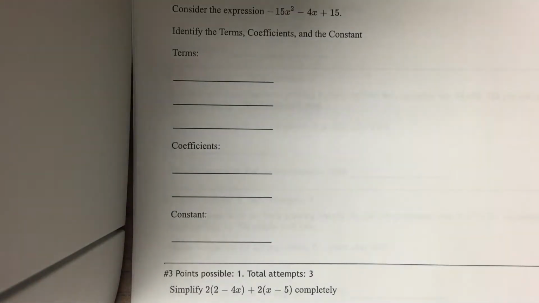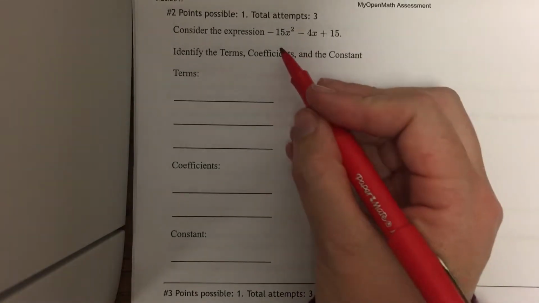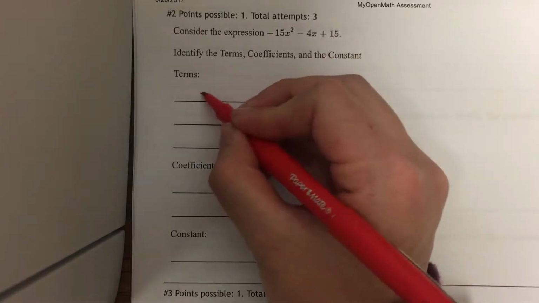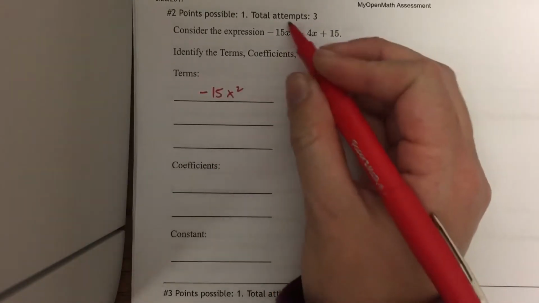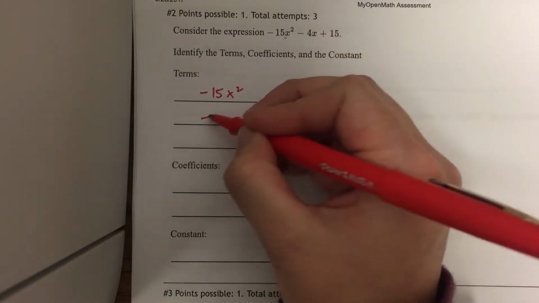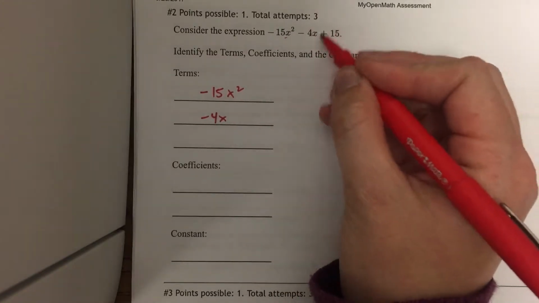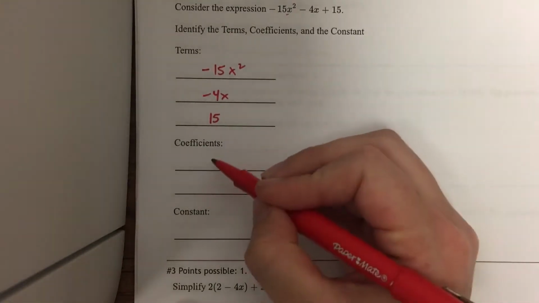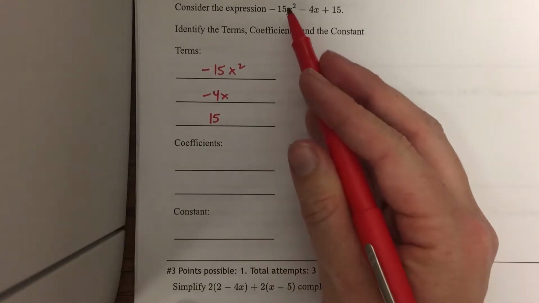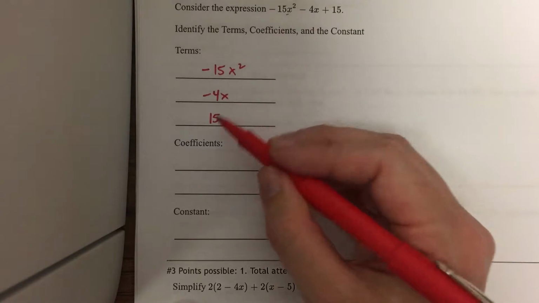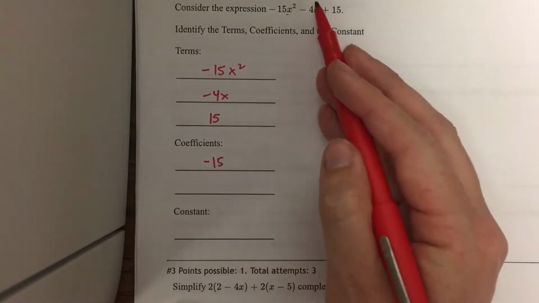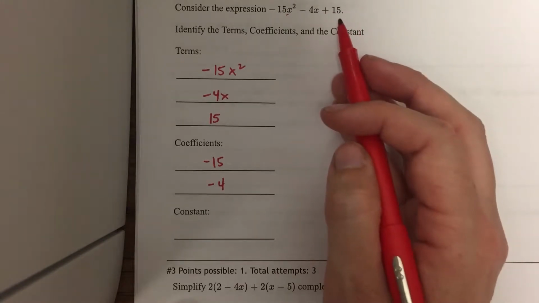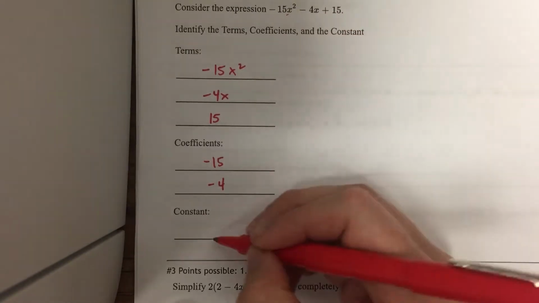Okay, next example, we're doing the same thing. We have three terms separated by a plus or minus sign. So negative 15x squared is 1, negative 4x is my second term, and positive 15 is my third term. Coefficients are the numbers that are in front of the variable, so negative 15 is in front of a variable. Negative 4 is in front of a variable. 15 doesn't have a variable, so it is called a constant.